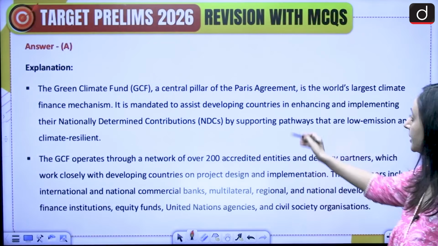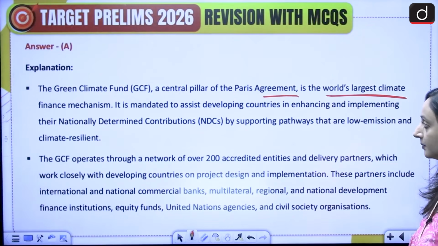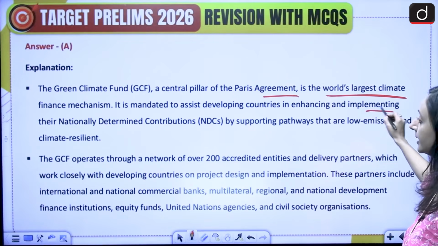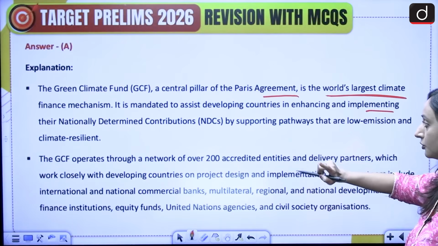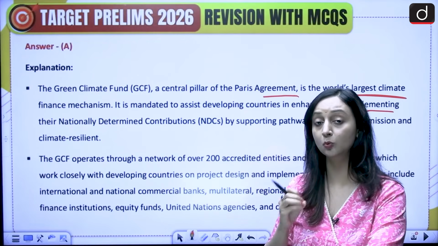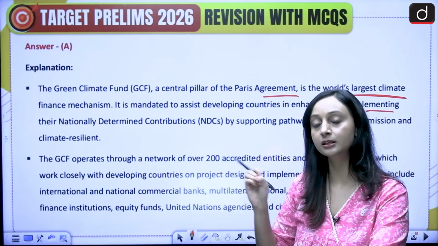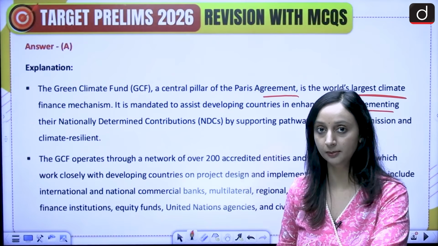So it's the central pillar of the Paris Agreement. It's the world's largest climate finance mechanism, and it is mandated to assist developing countries in enhancing and implementing their nationally determined contributions, right? Countries have to send in their NDCs under the Paris Agreement, and whatever help is required by the developing countries and the least developed countries, this fund actually provides them that.